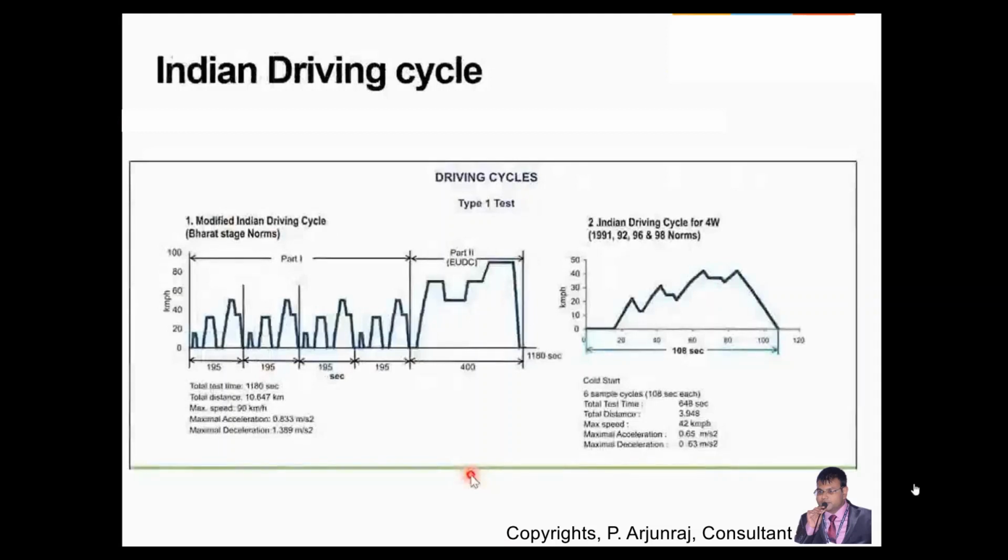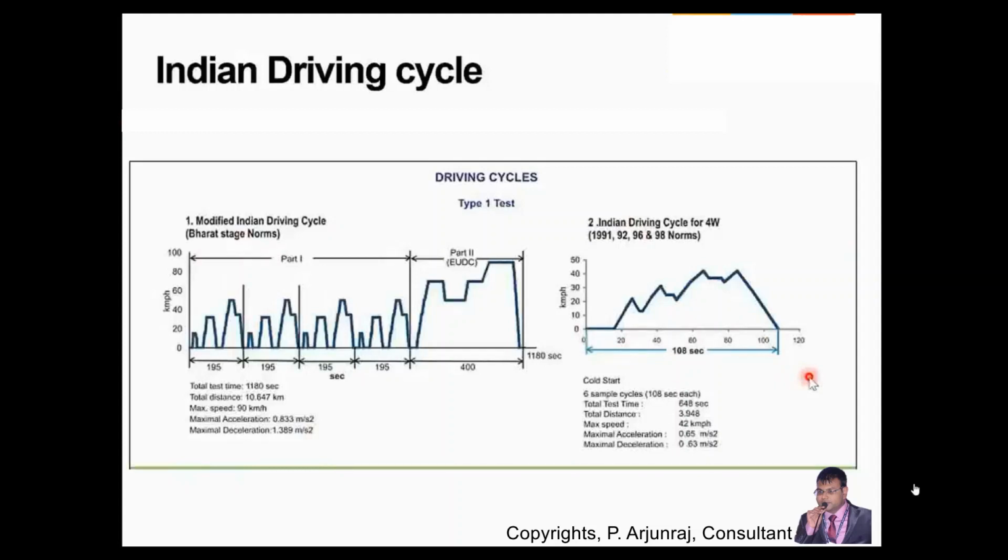And this is the Indian driving cycle, what I was telling here. You go with a maximum of 90 average speed. Maximum speed is going to be 90 km per hour, and the acceleration is going to be 0.83 meter per second squared. Maximum deceleration is going to be 1.38 meter per second squared. This is the modified Indian driving cycle. You call this the border stage, and what we have in IDC is for a four-wheeler application.